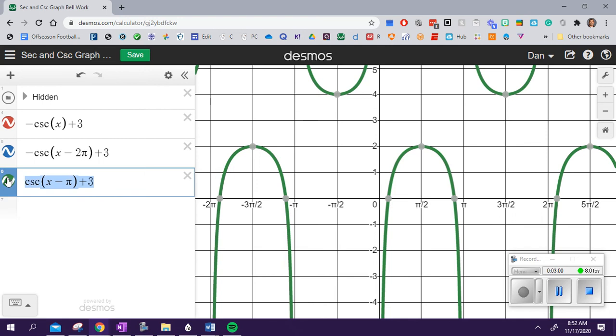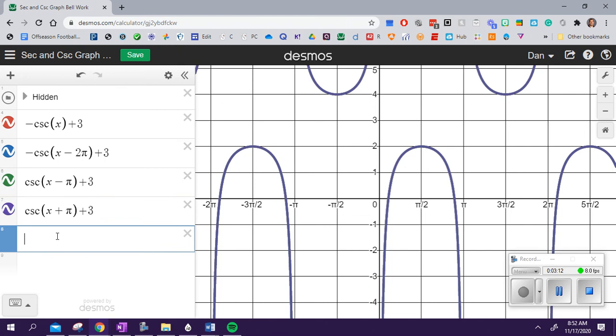I could do the exact same thing, but instead of minus pi, we could have done plus pi. It didn't change anything because I just shifted it back the other direction. All of those work. Okay, let's get into a little bit different.